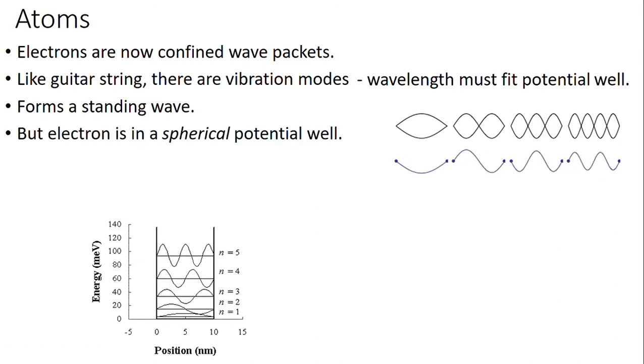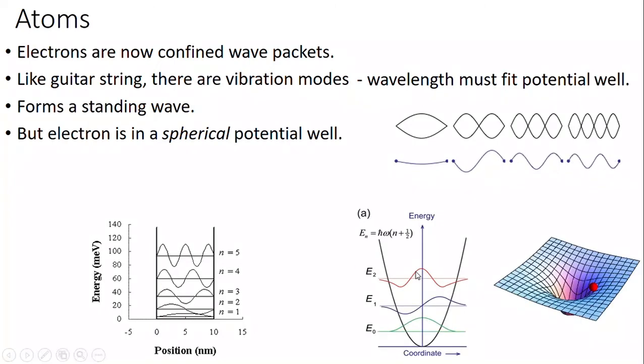But the electrons are not sitting in a square potential well. They're in a spherical potential well. And spherical potential wells look different, and then the wave behavior is different as well. This is a parabolic potential well, but it shows you this is a bit different. So anyways, if you put an electron in a spherical potential well, what do the resulting vibration modes look like?